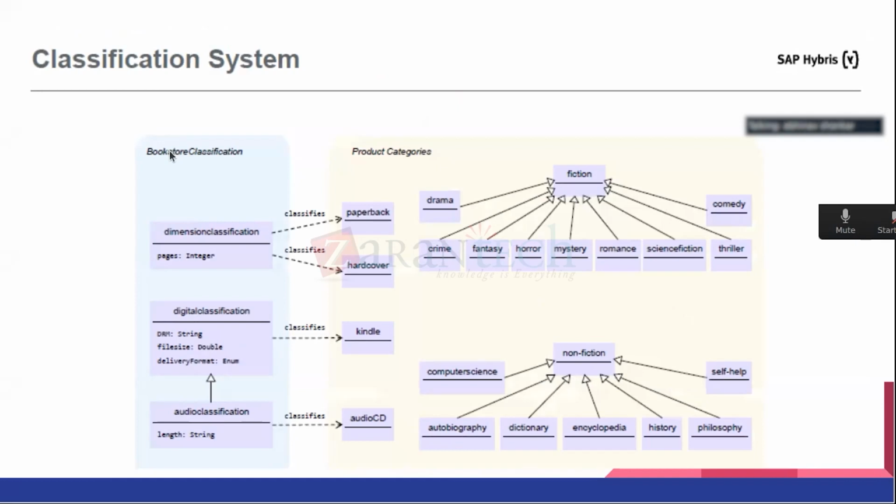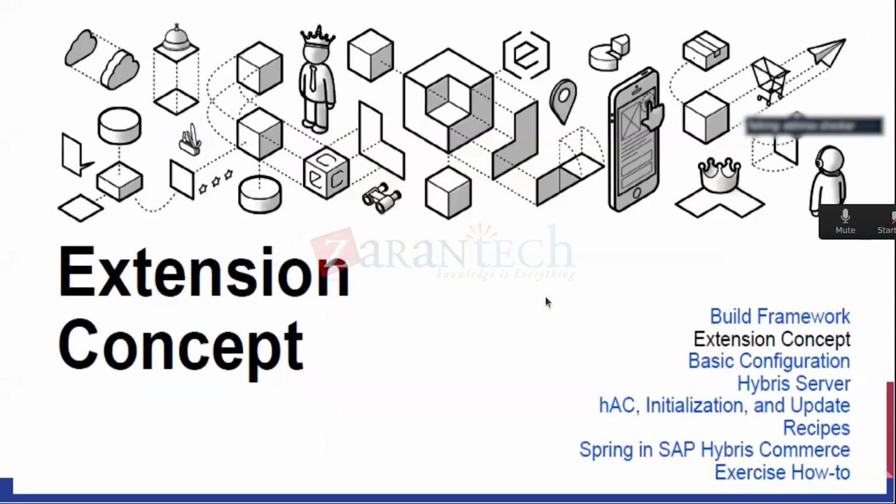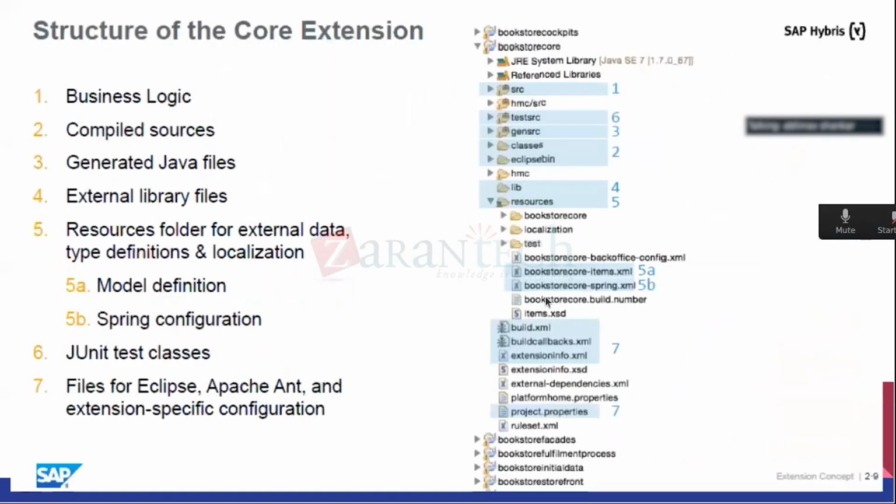Like a book is there, so it can be digital or audio, and that again we can split into paperback or hardcover, or a digital copy, or an audio CD like this. And yesterday I explained the extension concept. Like bookstore core is there, bookstore facade is there. Once you extract that, you will get all of this.